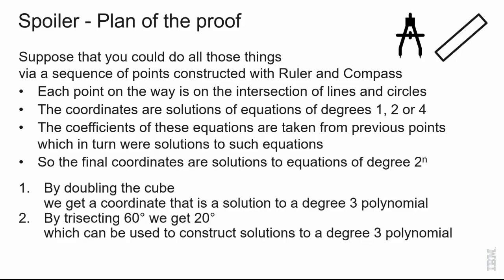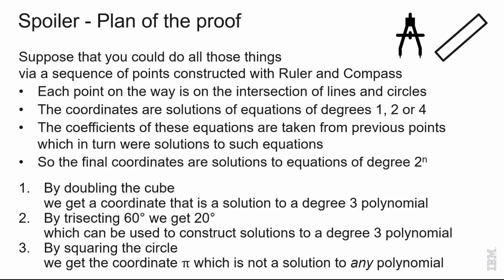Similarly, if you want to trisect 60 degrees, you get 20 degrees. And if you have a 20-degree angle, you can also construct a solution to a degree 3 polynomial, and again, it's not a power of 2. Squaring the circle is even more difficult because we saw earlier that you get a coordinate which has a square root of pi, and from square root of pi you can construct pi, and pi is not a solution to any polynomial. It's a transcendental number. Transcendental numbers are not a solution to any algebraic polynomial.